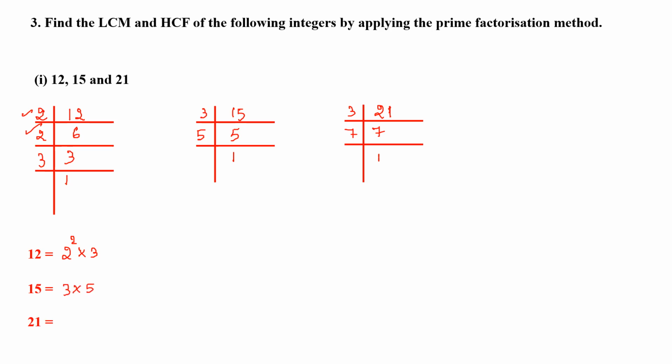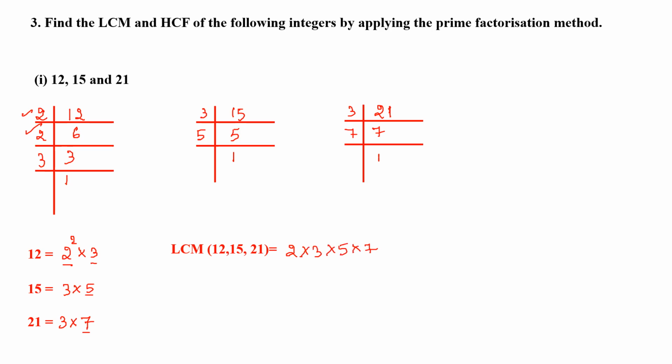And 21 I can write as 3 into 7. Now I am going to find the LCM. So as per definition, LCM is the product of the greatest power of each prime number. Here the prime numbers are 2, 3, 5 and 7. So first you write it. It's a product of those numbers. So 2 into 3 into 5 into 7.